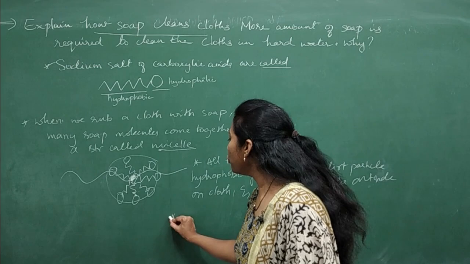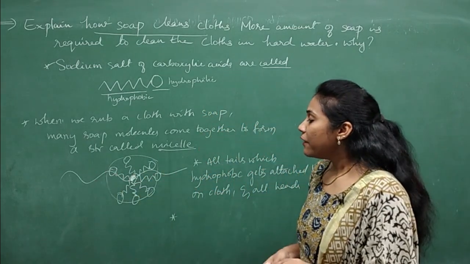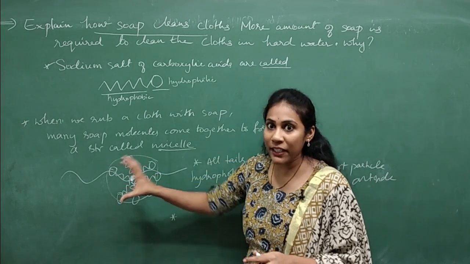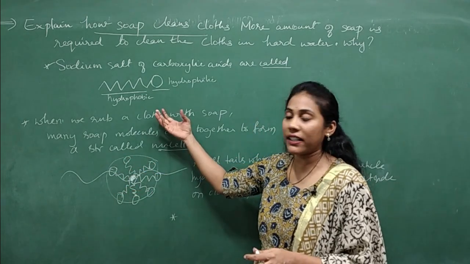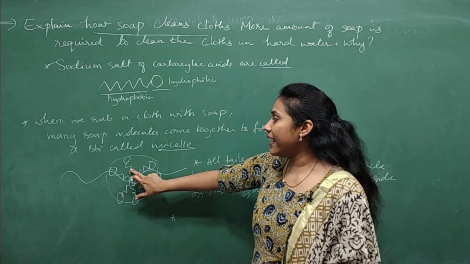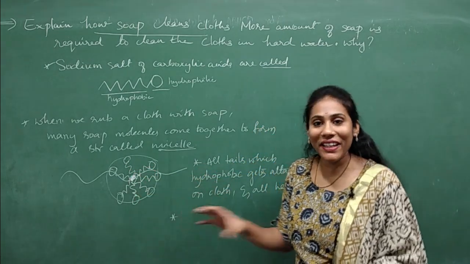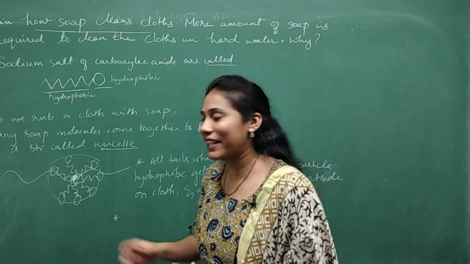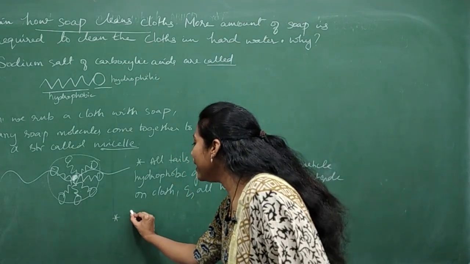Now what will you do? You will flush with the water. When you flush with the water, since head has nice attachment with water, head will go with water. Head will take away its tail. Ultimately, tail will take away dirt, and that way cloth gets cleaned. Okay? So what do we write here?